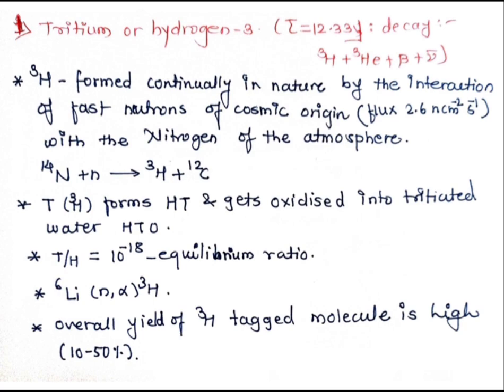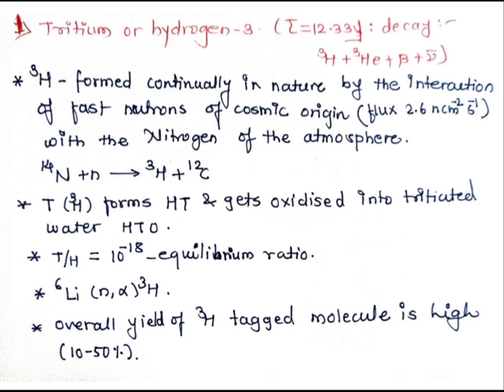Here tritium is formed continuously in nature by the interaction of the fast neutrons of cosmic origin, and the neutron flux is around 2.6 n per centimeter square per second, with the nitrogen of the atmosphere. So this H3 or the tritium will be continually formed in nature by interaction of the fast neutrons of cosmic origin with the nitrogen of the atmosphere. So the reaction is given here for the formation of the tritium.